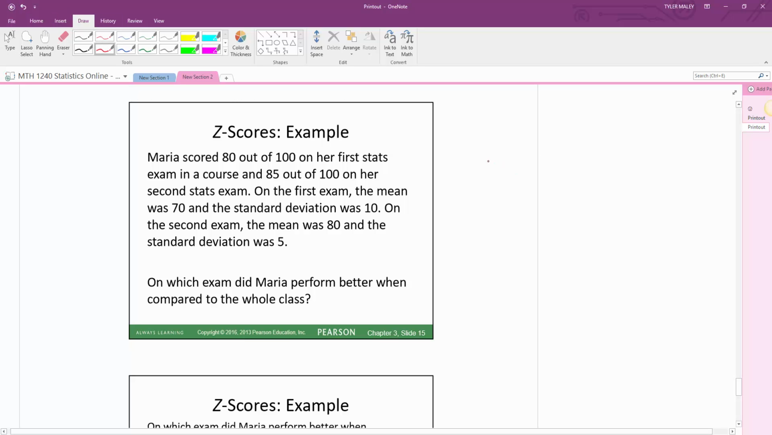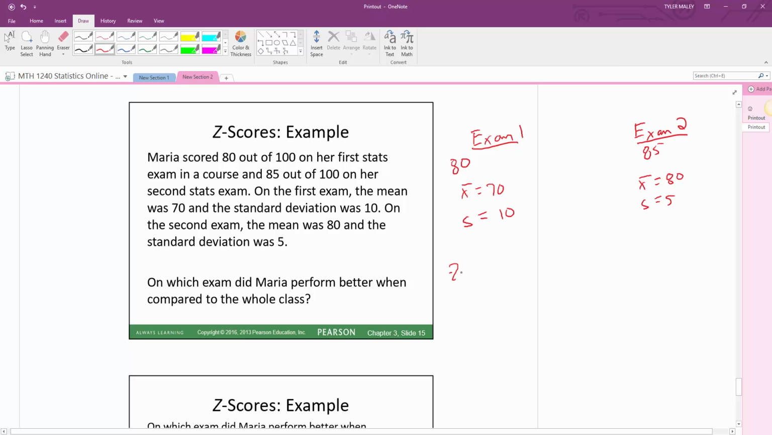So to figure this out, we need to write down some notes. We have exam 1, exam 2. On exam 1, we got an 80, and on exam 2, we got an 85. The mean on exam 1 is 70. The standard deviation is 10. Over here, the mean was 80, and the standard deviation was 5, right?